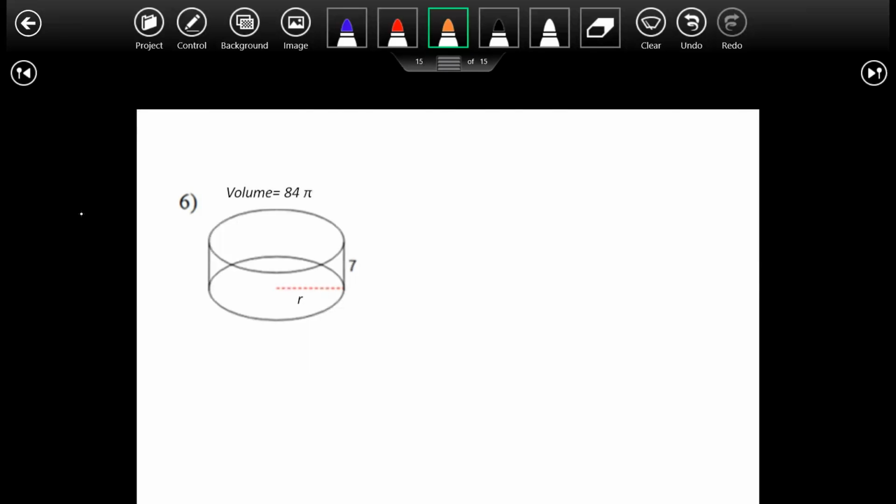Find R if the volume is 84 pi, the height is 7. This is a cylinder. Cylinder's volume is going to be volume is equal to pi r squared times h. What we want to be able to do is plug in our values that we know. Our volume is 84 pi, so we're going to do 84 pi. Our radius is still r. We don't know what r is. That's what we're going to solve for, so r squared. And our height is going to be 7.